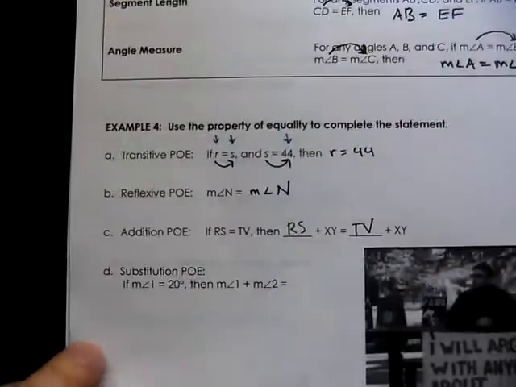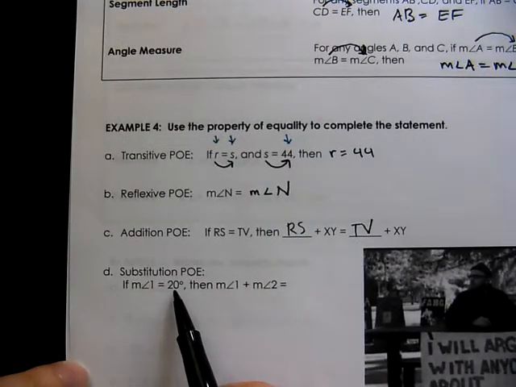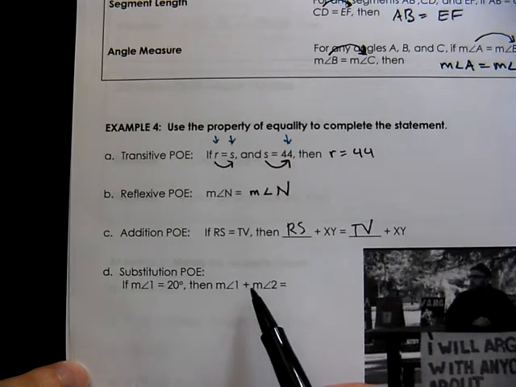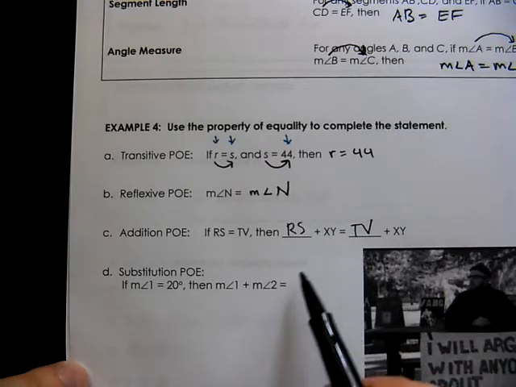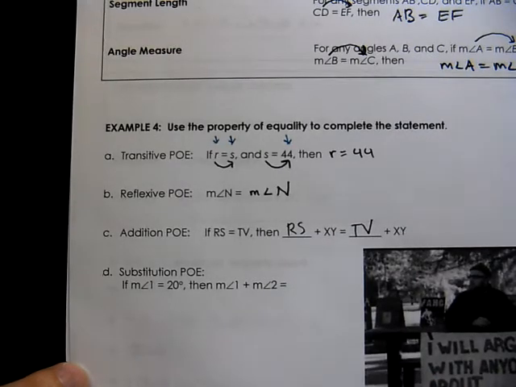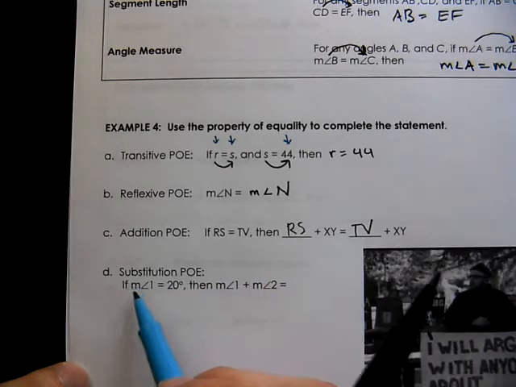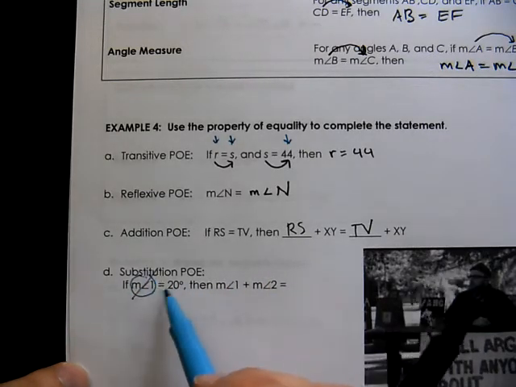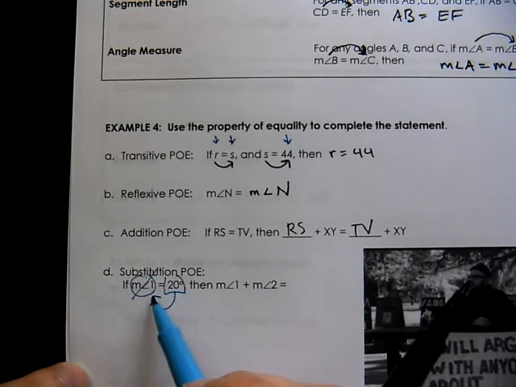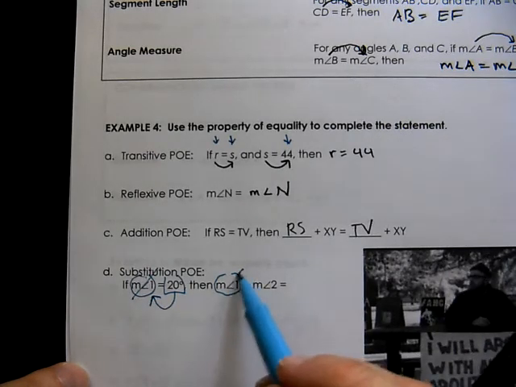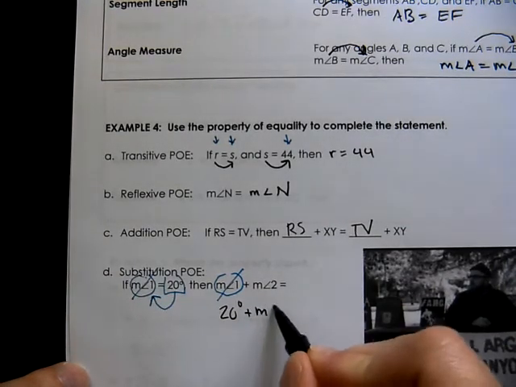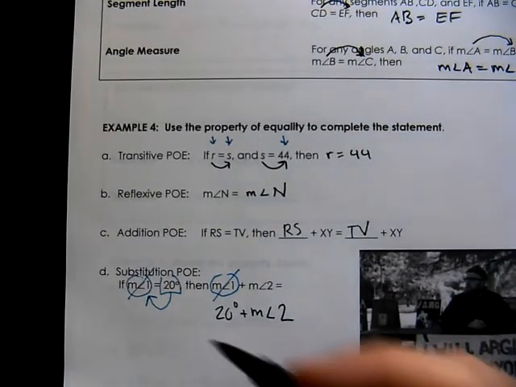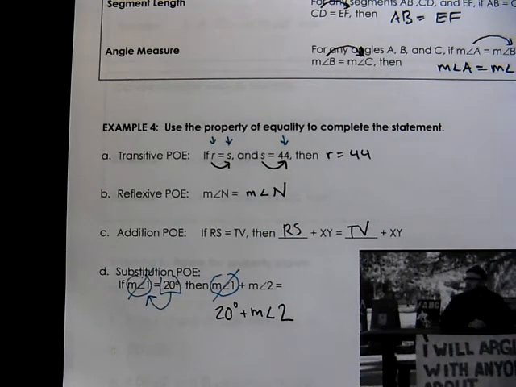Lastly, the substitution property of equality. If the measure of angle 1 equals 20 degrees, then the measure of angle 1 plus the measure of angle 2 equals. Now it's not asking us to add up numbers to get an answer here. We're doing a substitution. What that means is we're going to take the measure of angle 1 out, and we're going to put 20 degrees in its place right here. So that's going to disappear, and we're going to have 20 degrees in its place. So that's the result of the substitution. We simply plugged in 20 degrees because that's how big the measure of angle 1 is.